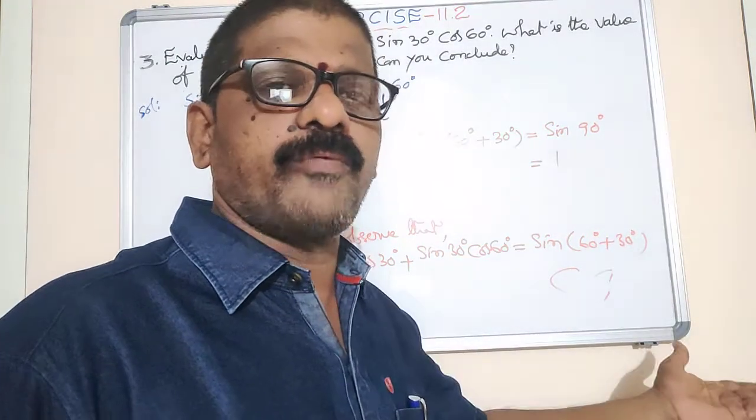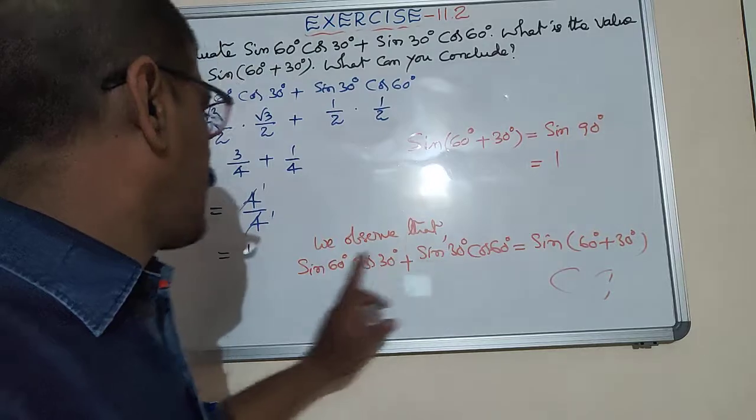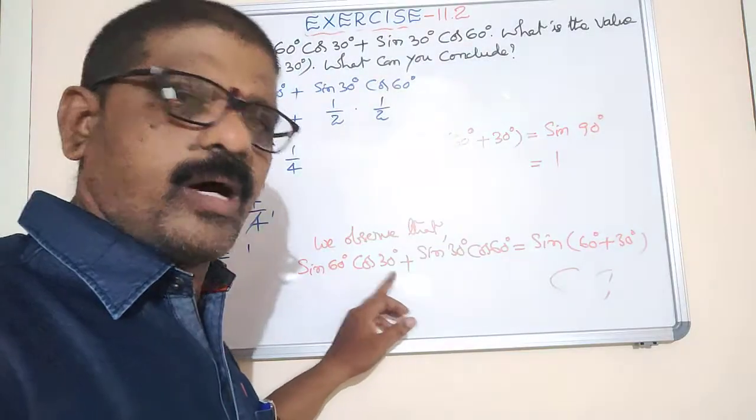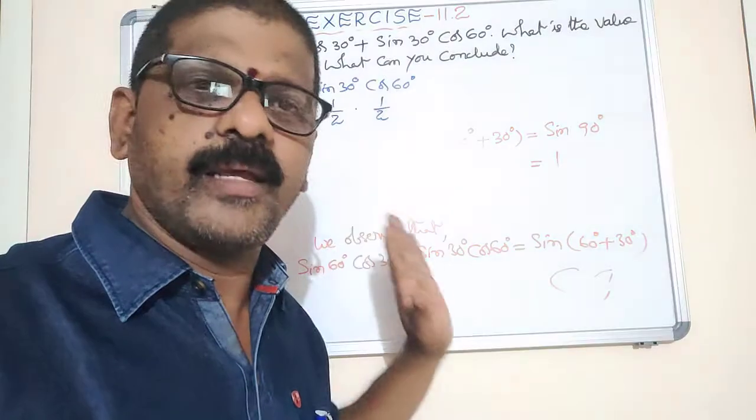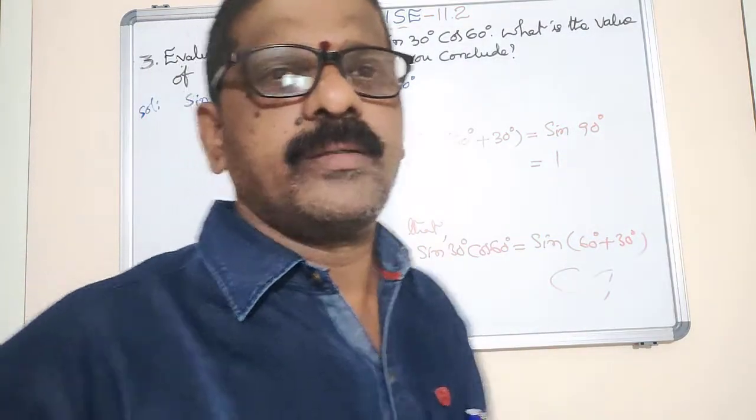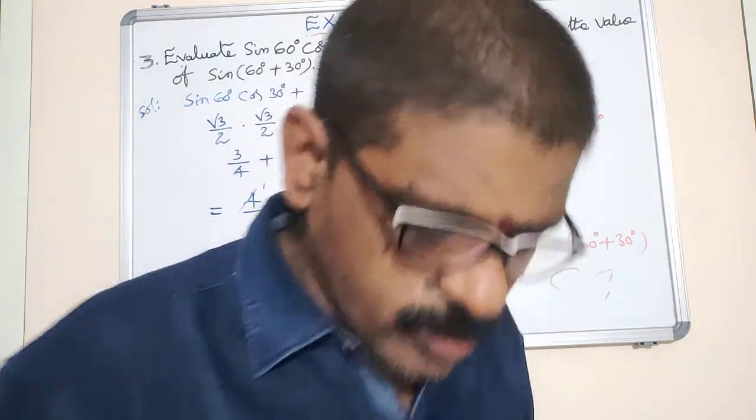Clear? What is the formula for sin A plus B? Sin A plus B can be written as sin A cos B plus sin B cos A. Clear? That is one of the formulas. Now this question is completed.